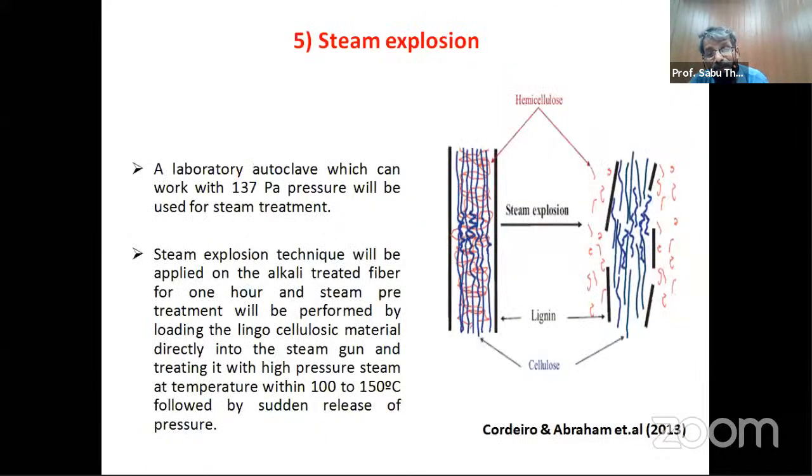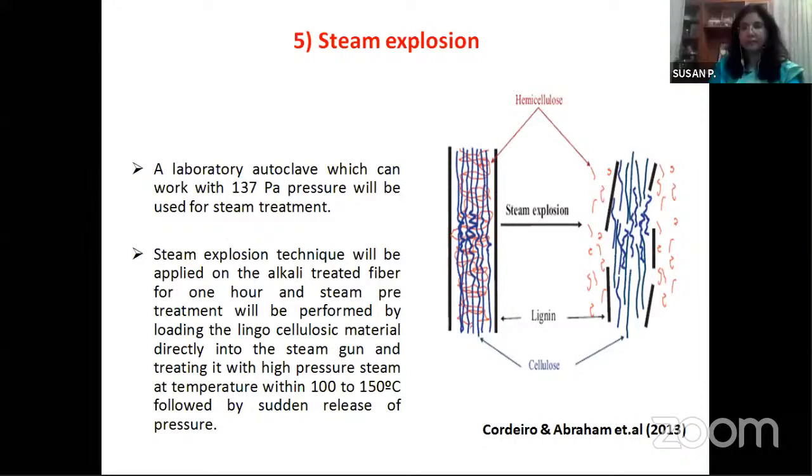We do a steam explosion process. We have a chamber like a pressure cooker. You apply high pressure and a temperature of around 150 degrees Celsius and a pressure very close to 137 or 140 Pascal. Under alkaline conditions, you apply very high pressure and temperature and you suddenly release the pressure. That is what is called a sudden explosion, or steam explosion.